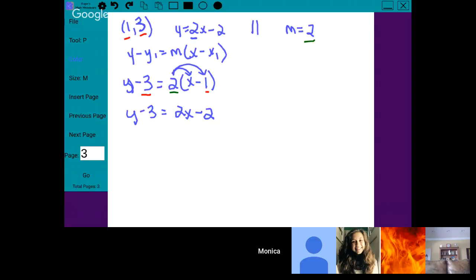y minus 3. We need to get y by itself, so we need to bring this 3 over. Since we're subtracting 3 there, we'll add 3 to both sides. So we'll have y equals 2x, and we have minus 2 plus 3, so that's going to be plus 1. So that would be your equation.